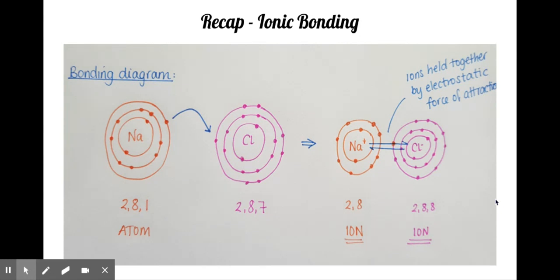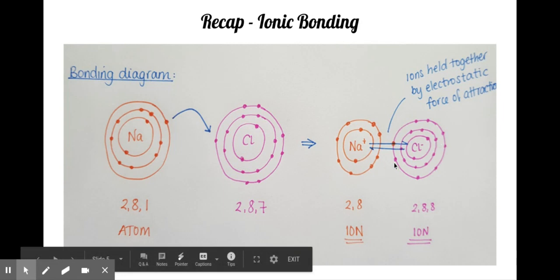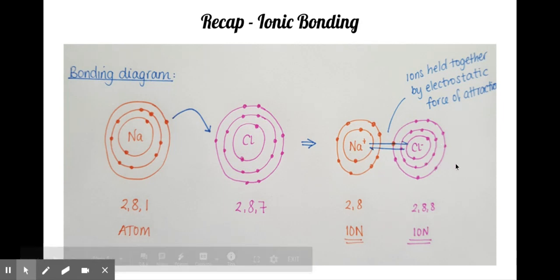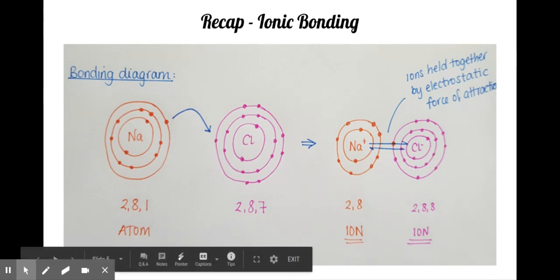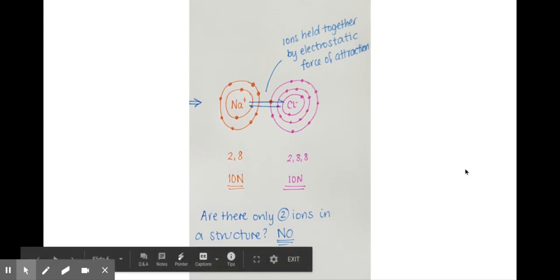They are no longer atoms though, they are ions now, which are charged particles. So you've got Na+ and Cl-. This blue line in the middle, these arrows that I've drawn, represent the ionic bond. Now, ions, remember, are held together by an electrostatic force of attraction between these oppositely charged ions. That's what the ionic bond is.